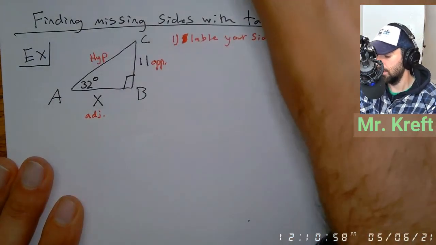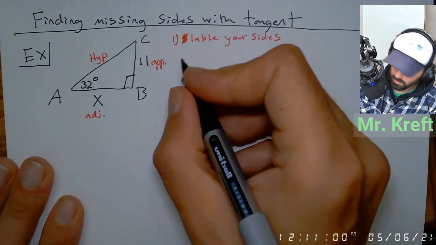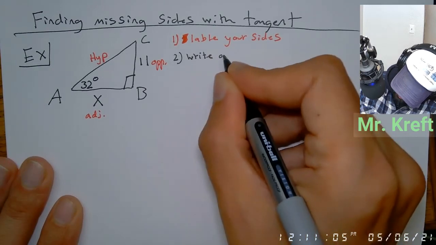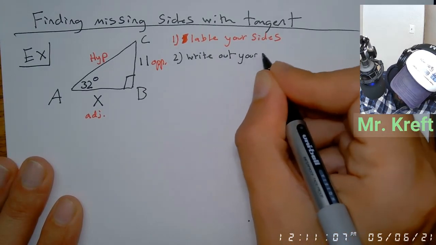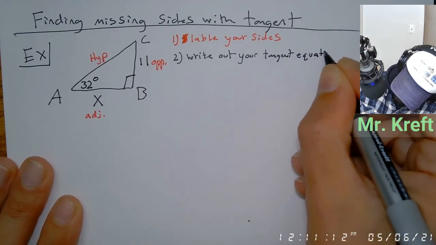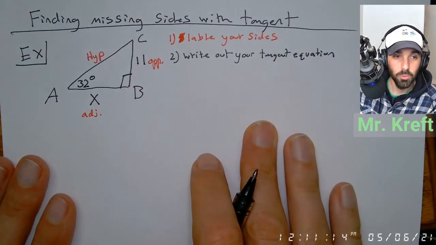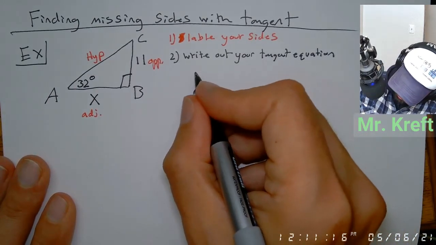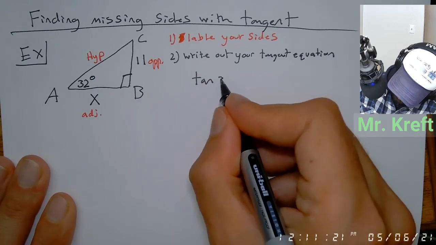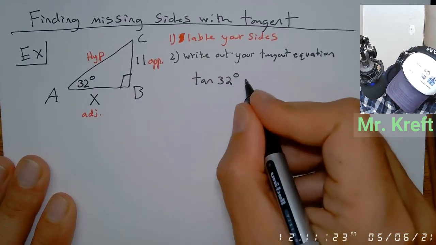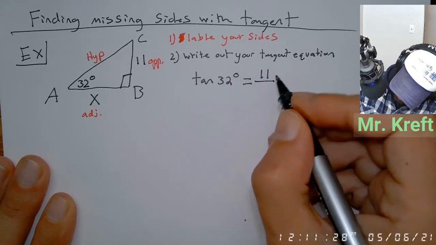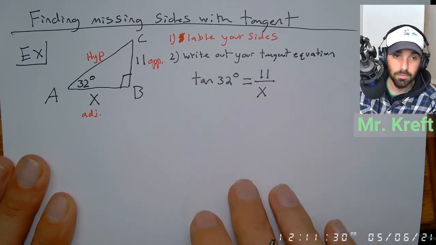So the first thing you do is label your sides. Then, step 2, write out your tangent equation. So we're going to write out our tangent equation. That says that tangent of my reference angle equals the opposite side over my adjacent side.